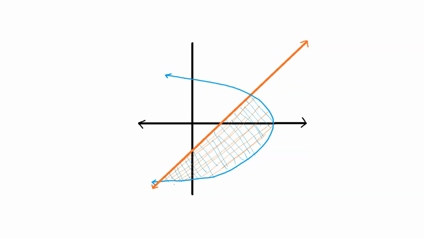Now, let's look at a different example. With these two curves given to us, x equals 3 minus y squared and x equals y plus 1, you could do it the way that we just did it, but you would have to do that in two separate steps. So let's try to avoid that, and let's just take the antiderivative of it with respect to y.